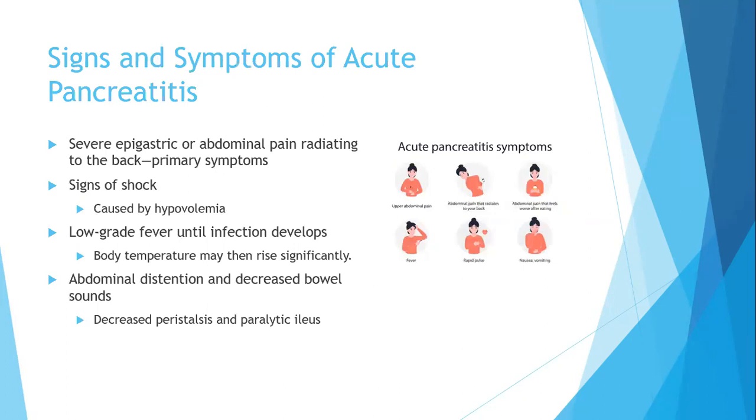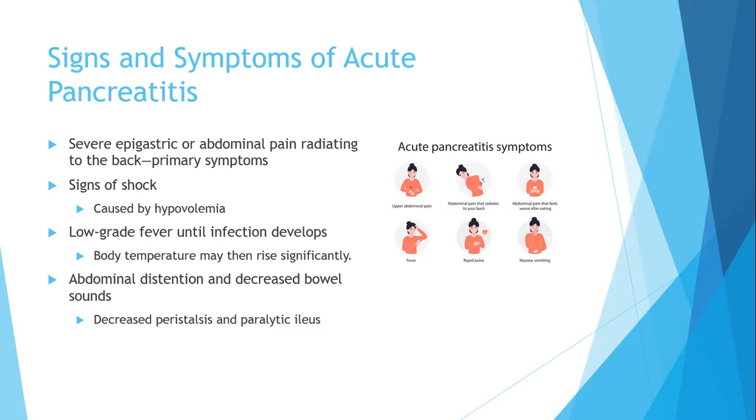So signs and symptoms: severe epigastric or abdominal pain radiating to the back. The pancreas is in the upper left quadrant of the abdomen, just near the stomach, wedged in between the stomach and the left kidney. The signs of shock for acute pancreatitis are caused by hypovolemia, usually a low-grade fever unless you develop an infection, in which case the fever goes up. Abdominal distension and decreased bowel sounds from decreased peristalsis.